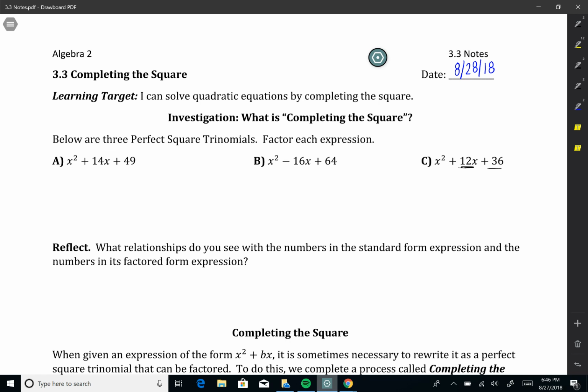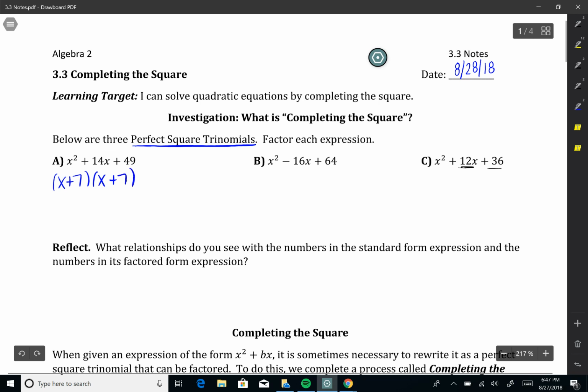by completing the square. So below are three perfect square trinomials. Factor each expression. We should be really good at factoring perfect square trinomials, but I'm going to go a little slow with letter A and then a little quicker with B and C. In letter A, I have x squared plus 14x plus 49. Remember, if we just want to factor this in general, we ask ourselves, what factors of 49 add to 14? We should easily know that 7 times 7 gives us 49, and 7 plus 7 gives us 14.